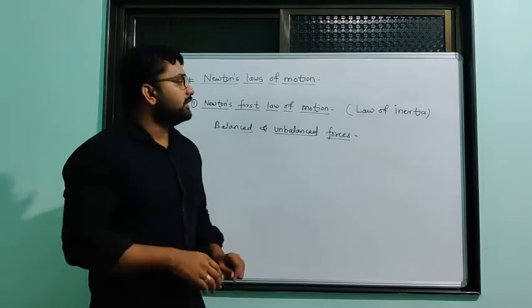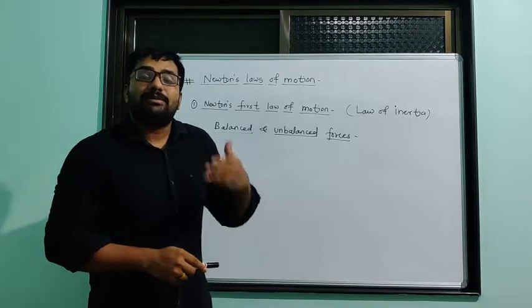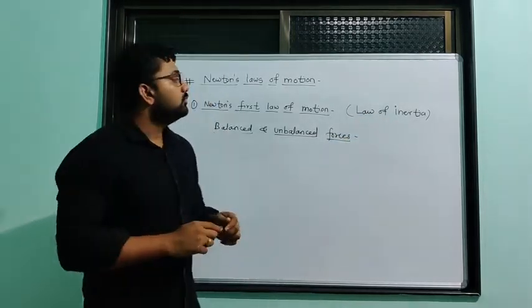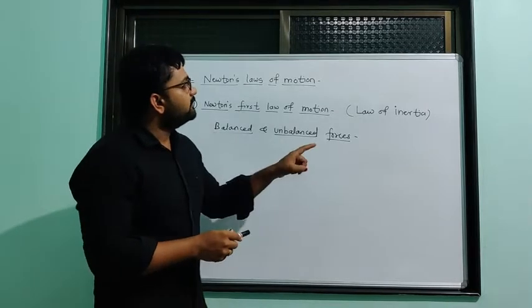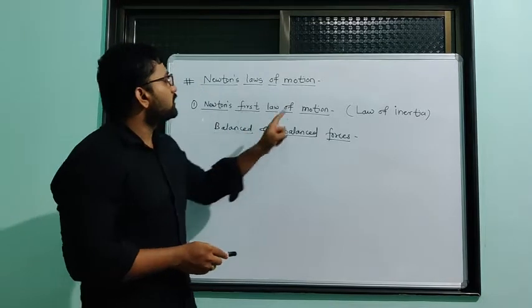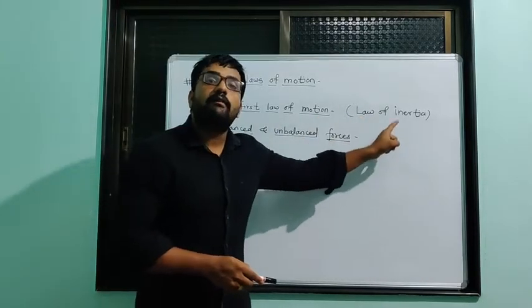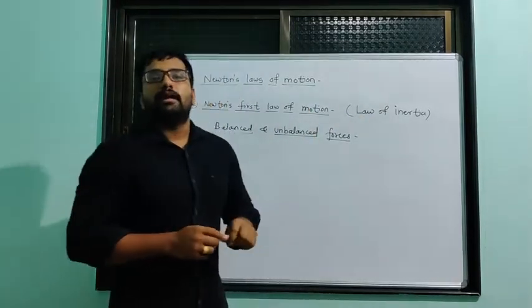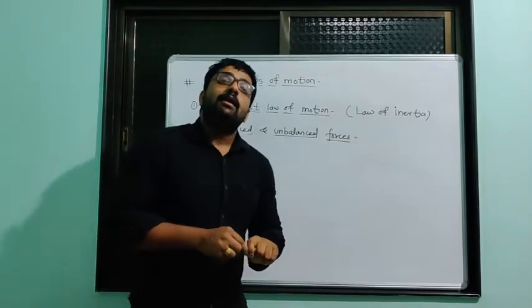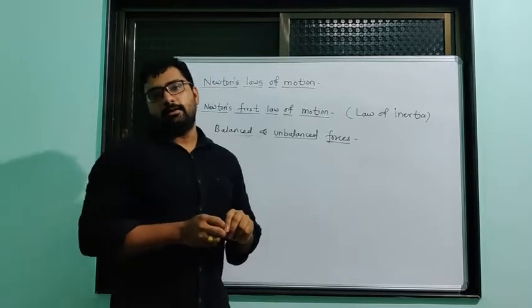So that property of resisting change of state is simply called inertia, and Newton's first law describes the inertia of an object, which is why it is also called the law of inertia. So that is about inertia. Now we have to see balanced and unbalanced forces.